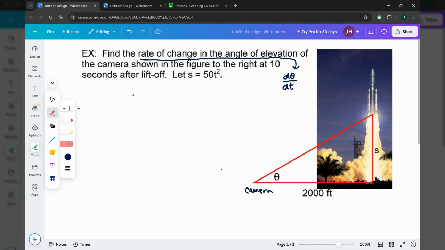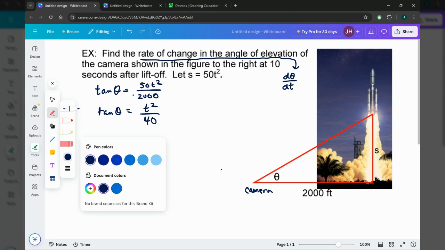I need an equation that involves theta. So I've got an angle. I've got sides. Here we go. We're going to do some trig here. It looks to me like I have the opposite side s and the adjacent side 2000. So I'm going to use tangent of theta is equal to s over 2000. But wait a minute, s, ladies and gentlemen, is actually 50 t squared. And this is going to reduce. Tangent of theta is going to be t squared over 40.